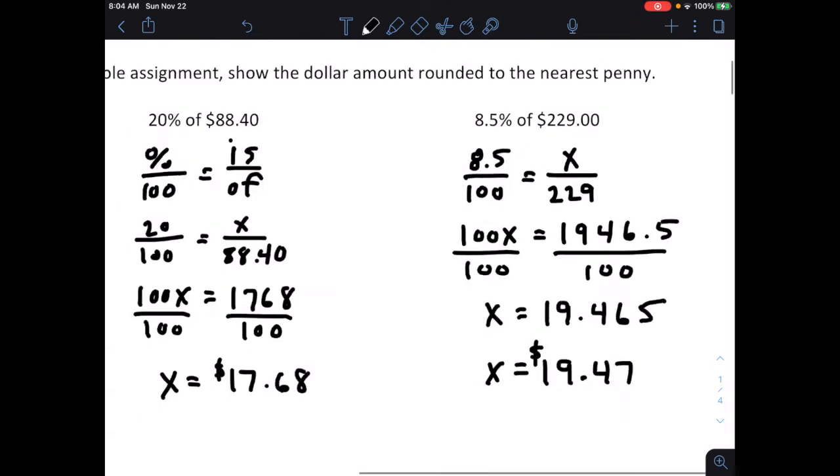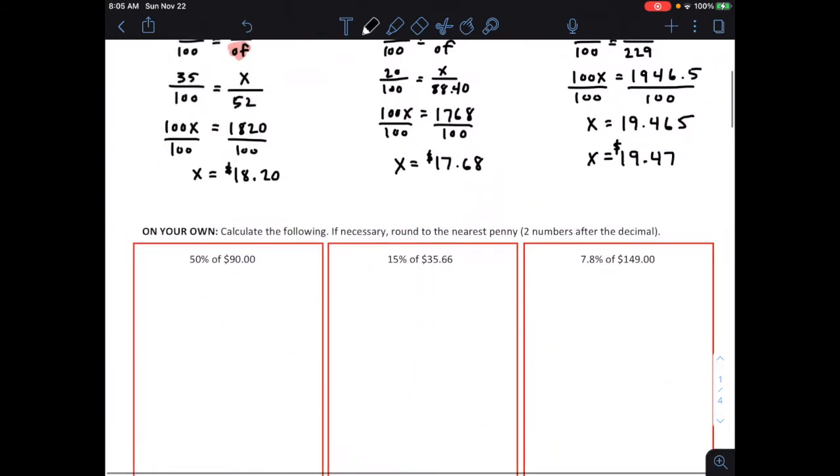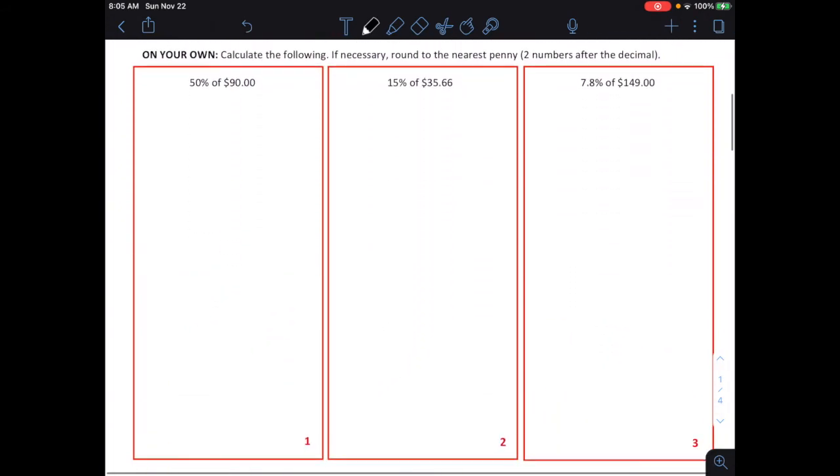All right, here we go with some examples for you to do on your own. So you have these 3, 1, 2, 3. So remember, when you are done with this entire assignment, you want to make sure you enter this into Schoology. Okay, so take a minute to do these, and when you're ready, you can keep going on the video.